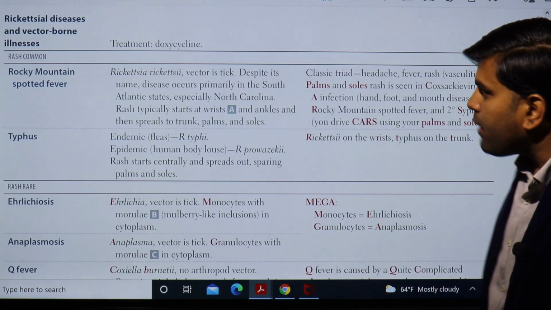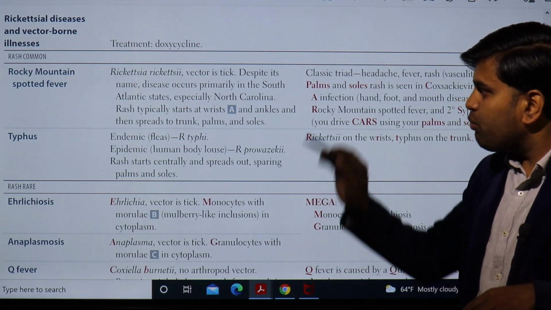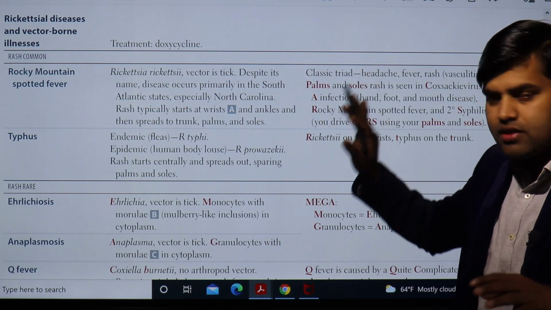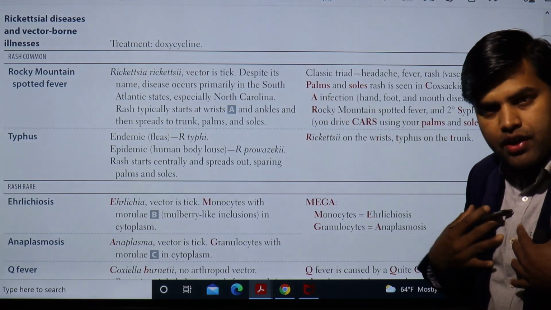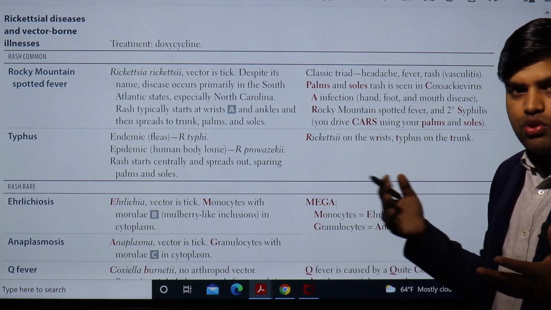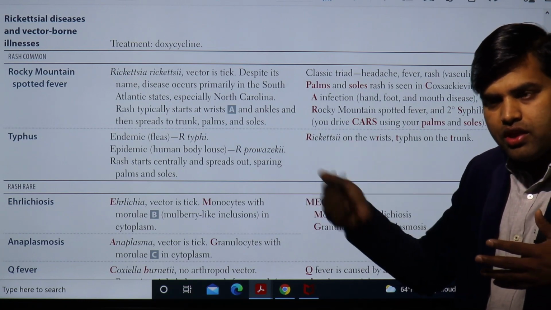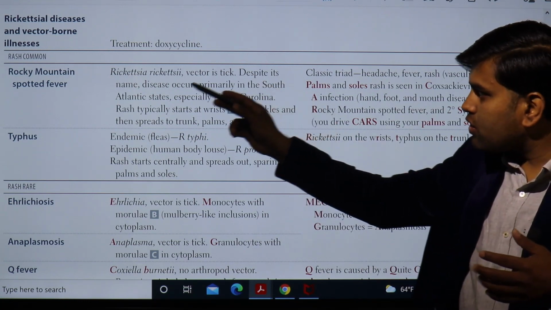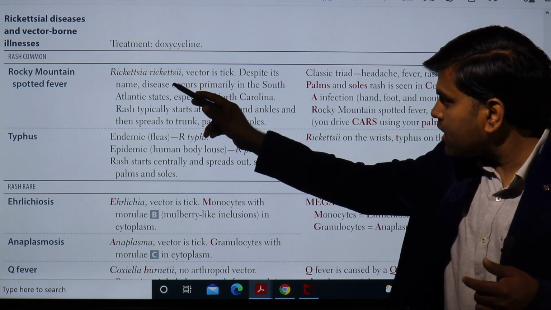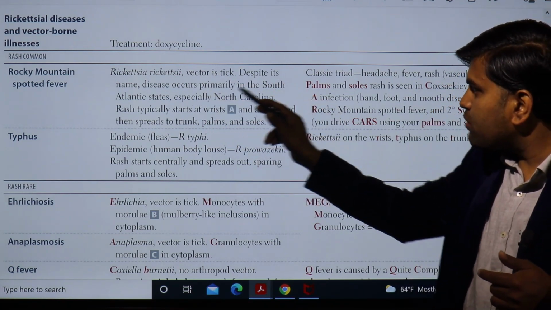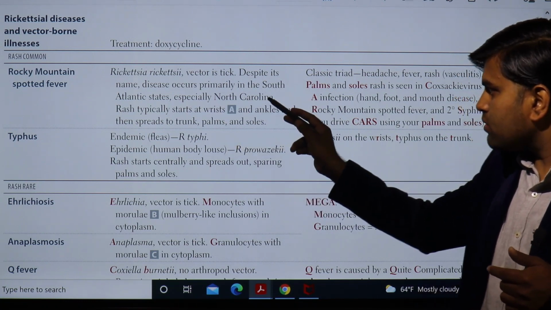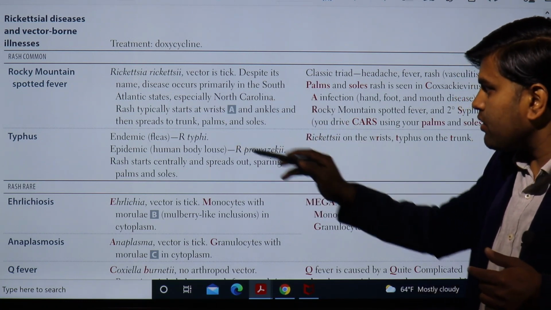Now let's come back and revise finally. We are talking about rickettsial disease, that is a vector-borne disease. This is an obligate intracellular parasite. They depend on our ATP to survive, so they cannot transmit by their own. They need a vector. So this disease, Rocky Mountain spotted fever, is caused by Rickettsiae, and the vector is tick. Despite its name, the disease primarily occurs in the South Atlantic states, especially North Carolina. We are clear about that.